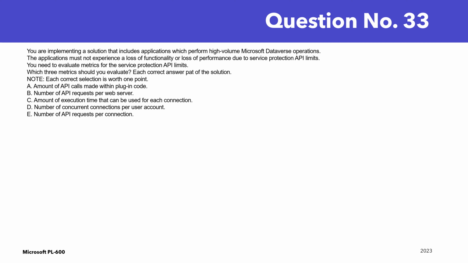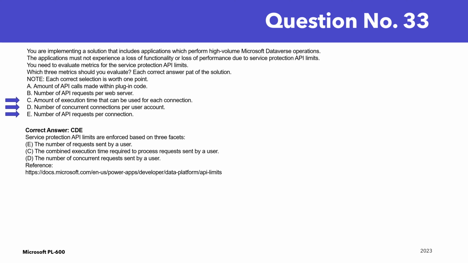A. Amount of API calls made within plugin code. B. Number of API requests per web server. C. Amount of execution time that can be used for each connection. D. Number of concurrent connections per user account. E. Number of API requests per connection. Correct answer: C, D, E.